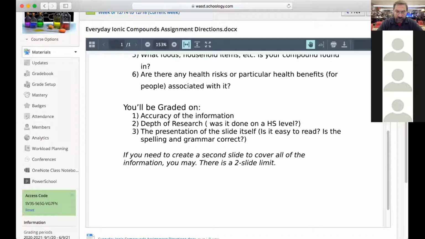So sometimes, and this is a thing you can include, some things have health benefits or they're necessary, but everything is toxic to some level. Meaning in small amounts, you might need it. In large amounts, it could be bad. So what health risks or health benefits are there with different levels?